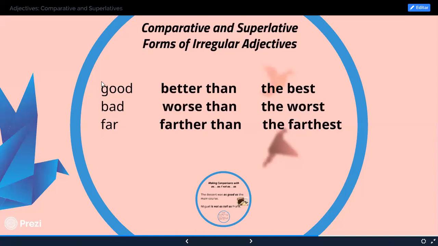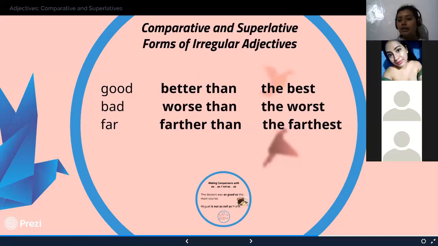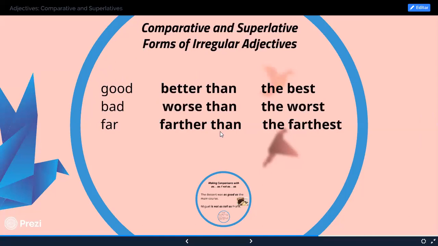Okay, en esos tres no aplicamos las reglas que acabamos de estudiar. ¿Por qué? Porque son irregulares. Okay, es decir, que la escritura de ellos cambia. So you can see that the comparative of good is, Brenda? Lo leo. Please.